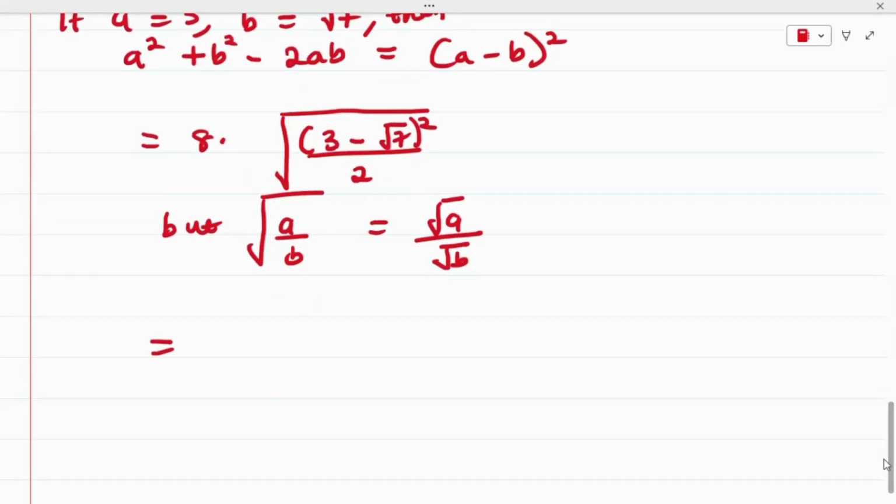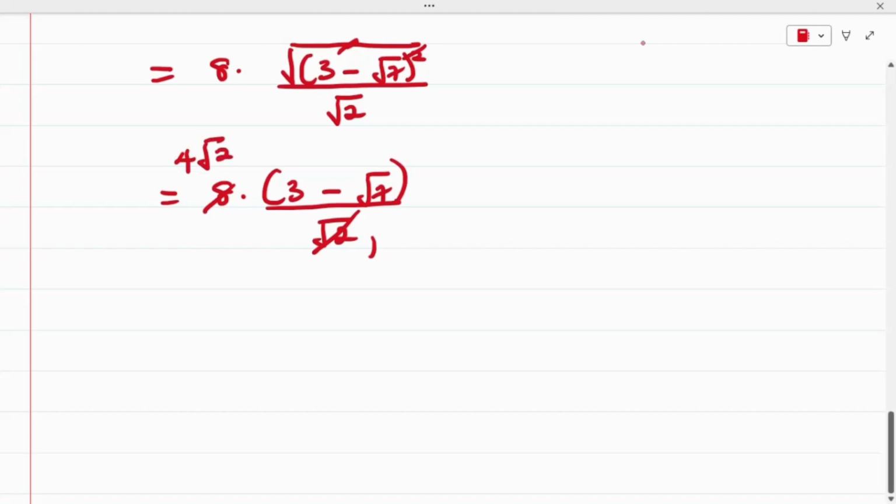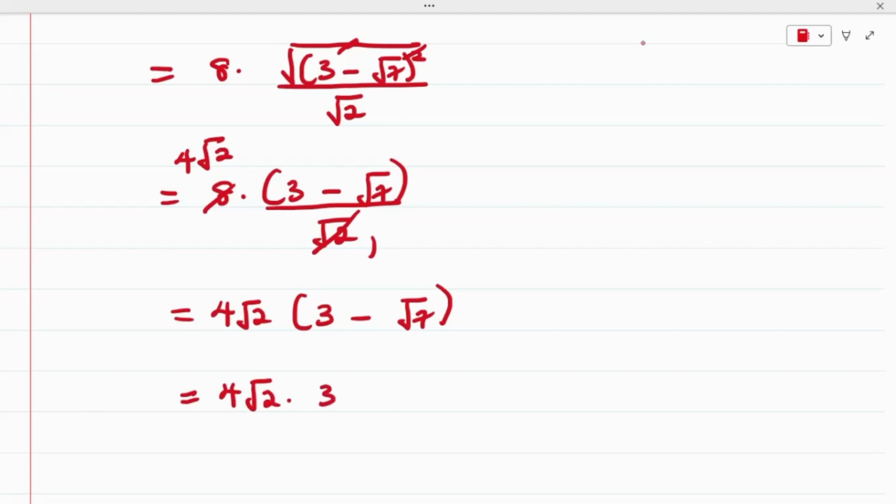So applying this, we have 8 multiplied by the square root of 3 minus the square root of 7 all square, divided by the square root of 2. So from here we have 8 multiplied by this, we cancel out the square and root, so we have 3 minus the square root of 7 divided by the square root of 2. So this is 1, this will give us 4 root 2. Alright, so this is equal to 4 root 2 multiplied by 3 minus the square root of 7.